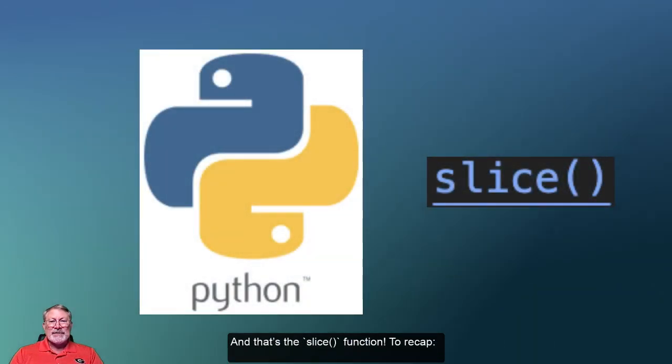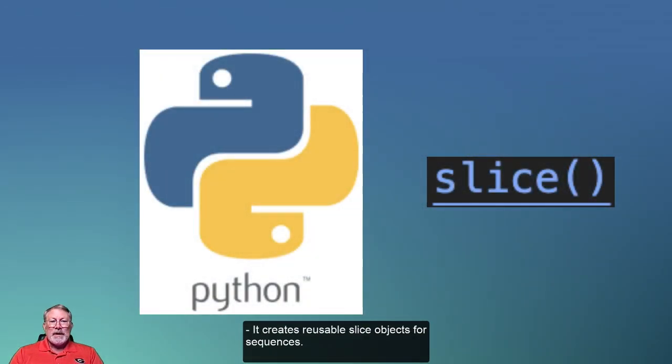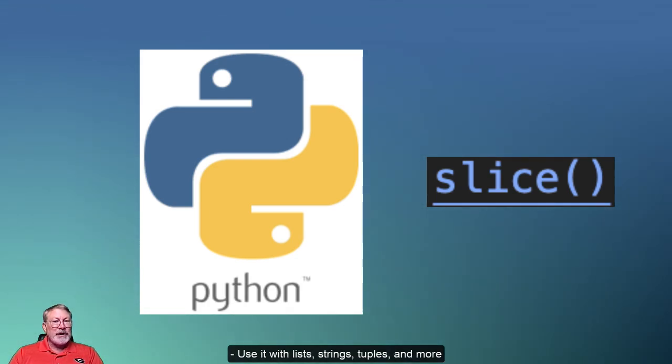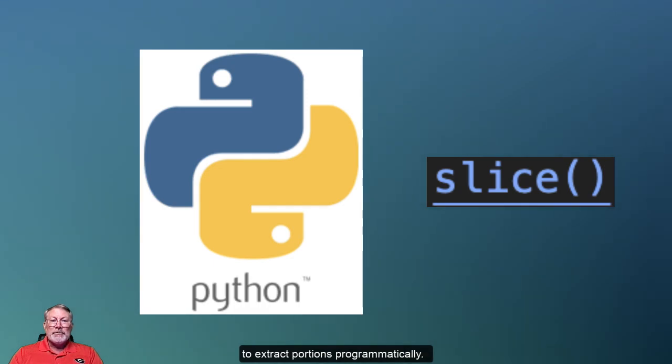And that's the slice function. To recap, it creates reusable slice objects for sequences. It's great for dynamic slicing and improving code readability. Use it with lists, strings, tuples, and more to extract portions programmatically.